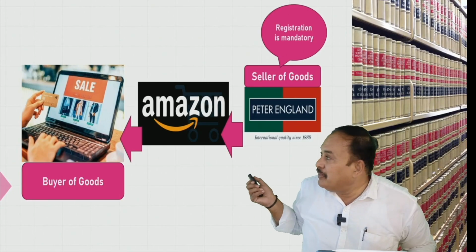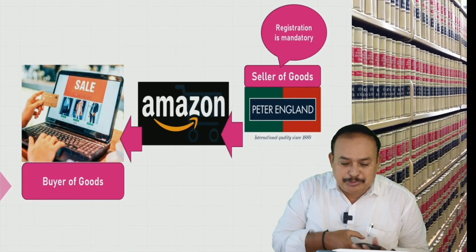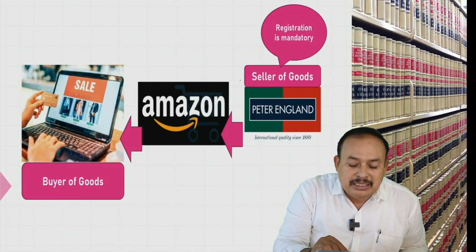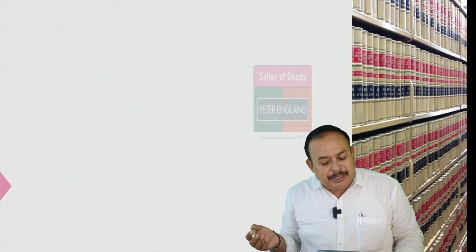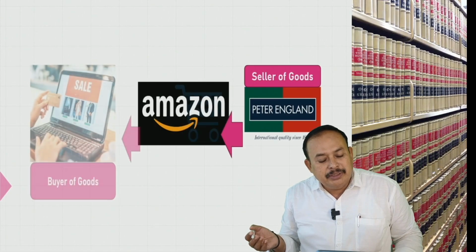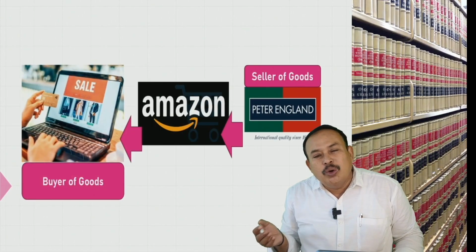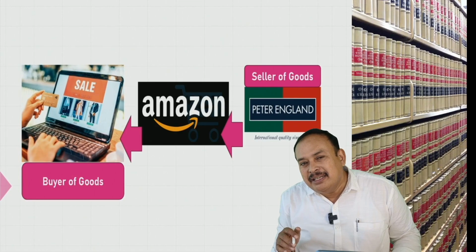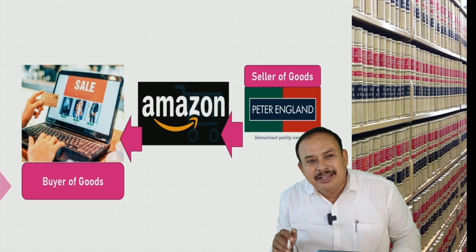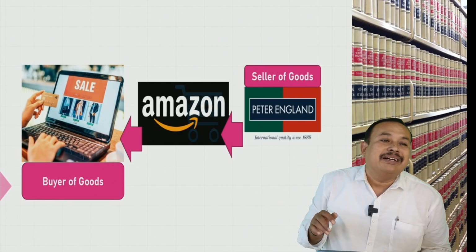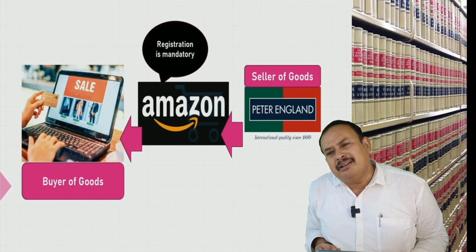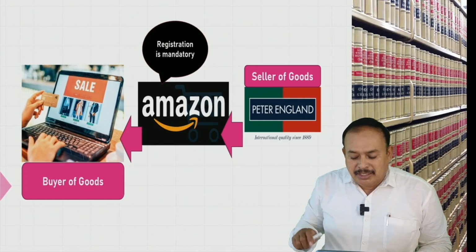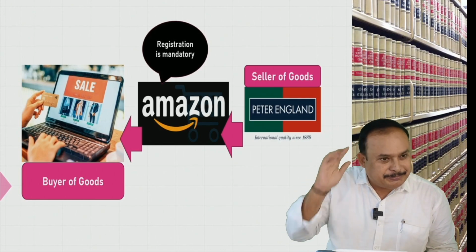For him, registration is mandatory. For this particular seller, registration is mandatory. Is it clear? Further, same point. Who is the supplier of service here? Amazon, namely the e-commerce operator. For him, registration is mandatory. Is it clear? Any difficulty? Now only the difficulty arises.